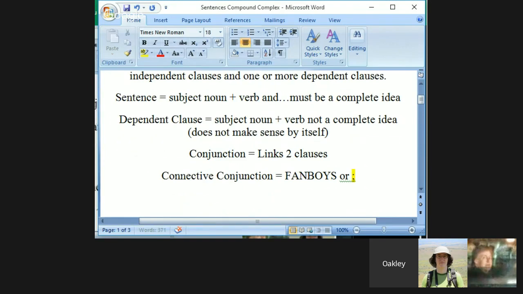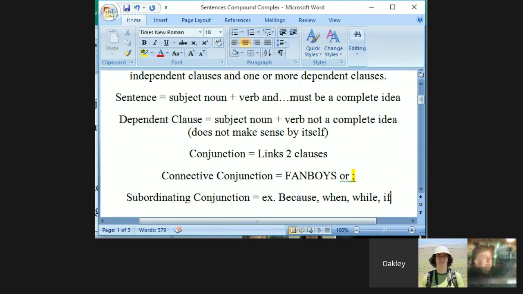All right. Besides connective conjunctions, there's one other type of conjunction, and that is a subordinating conjunction. Monica, can you give me an example of a subordinating conjunction? For example, because. Very good. You read my mind. Because, when, while, if. There are lots and lots of subordinating conjunctions.